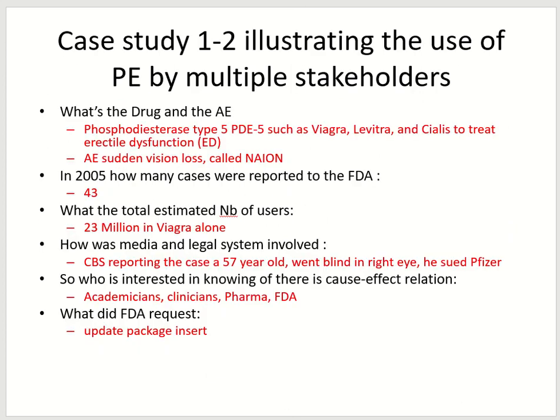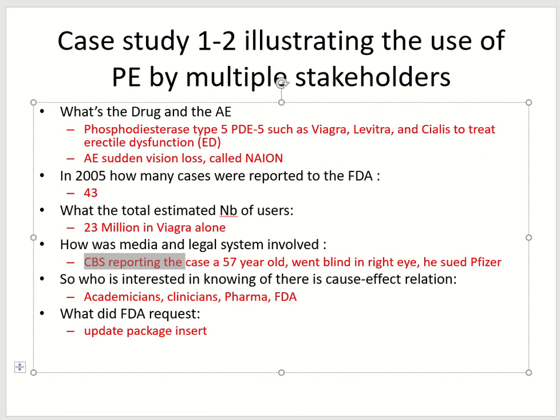In the second case study, the author is trying to illustrate the use of pharmacoepidemiology by multiple stakeholders. The thing about this is probably we should start here. CBS reported that a 57-year-old person on Viagra went blind in his right eye, and that person sued Pfizer. So this is the media aspect of it and the legal aspect of it. So what's the question at hand? What is the problem at hand?